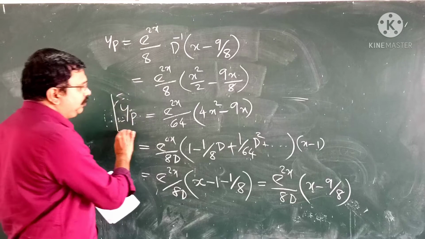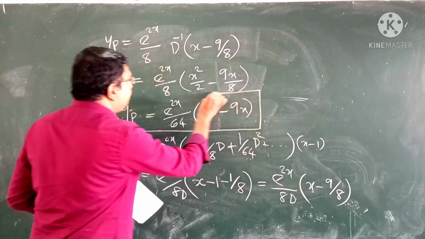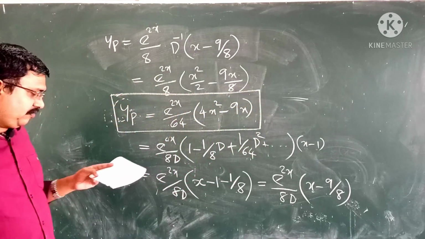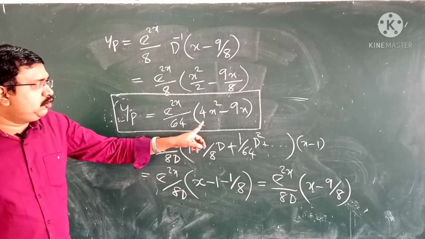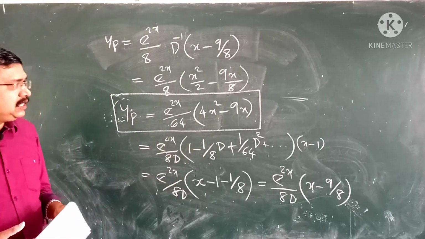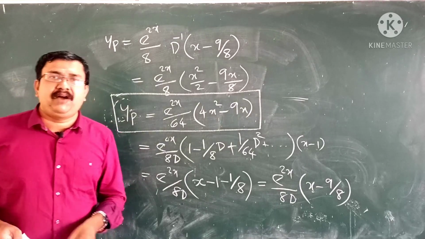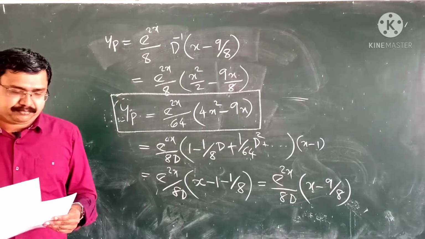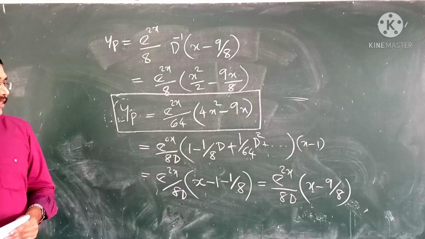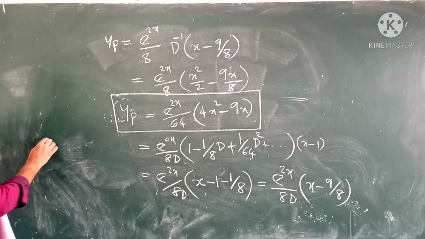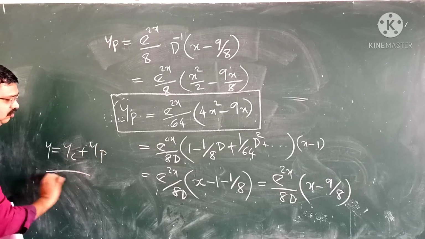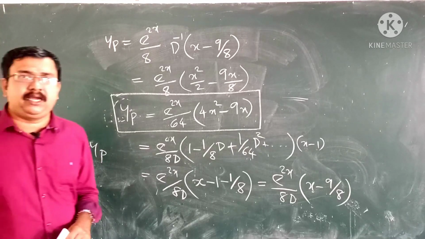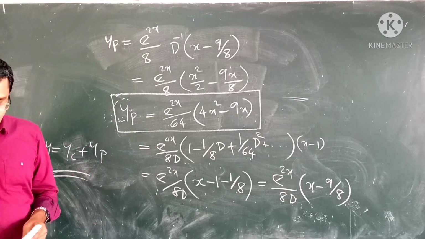yp equal to this one. yp is equal to e^(2x)/64 into 4x² − 9x. That is our final answer. Then we can find y equal to yc plus yp. That is our final solution. Please write down on your notebook.